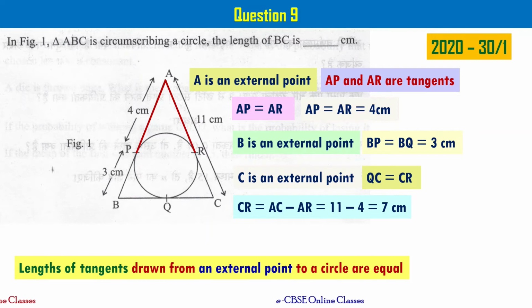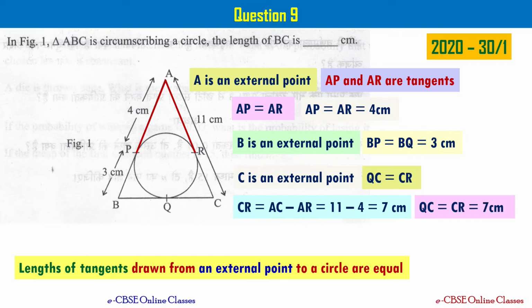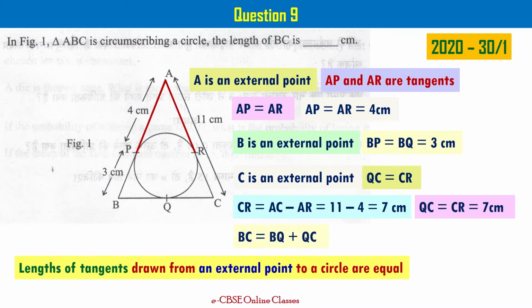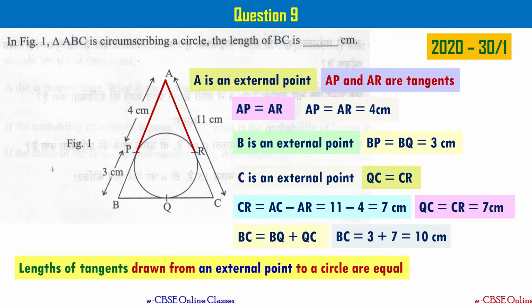Once you know the value of CR, what we are going to do is, from the figure, you can say that BC equal to BQ plus QC, right? And we know that QC equal to CR equal to 7 centimeters and BQ equal to 3 centimeters. When you substitute them, you get BC equal to 10 centimeters. This is what we are asked to find.